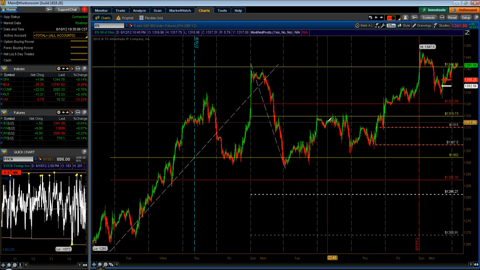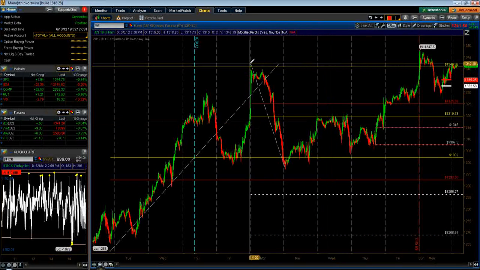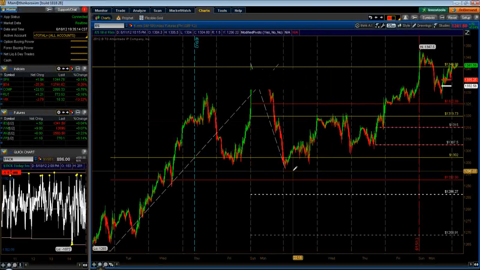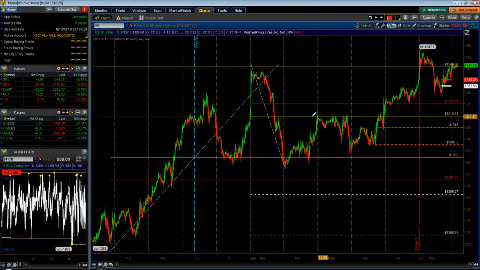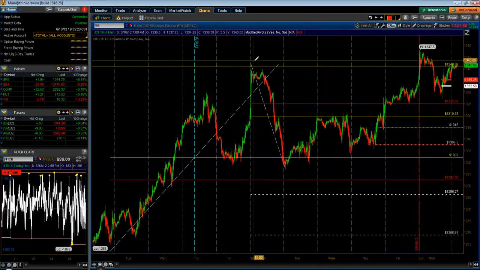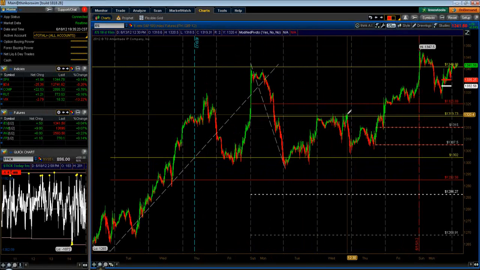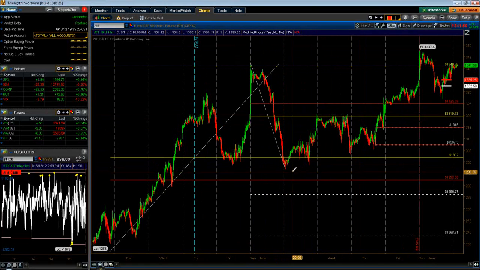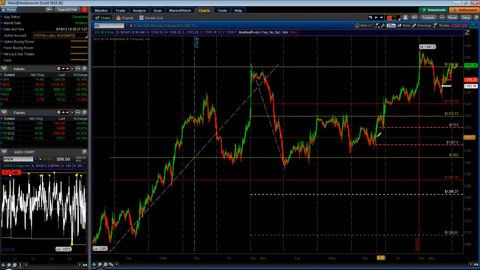So not only did we chop around that first hour, but we were in a short, in a long, and then in another short. So we're getting tighter and tighter and tighter in that wedge formation, making lower highs. So this is a lower high, this is a lower high, but then at the same time making higher lows, higher low, higher low.